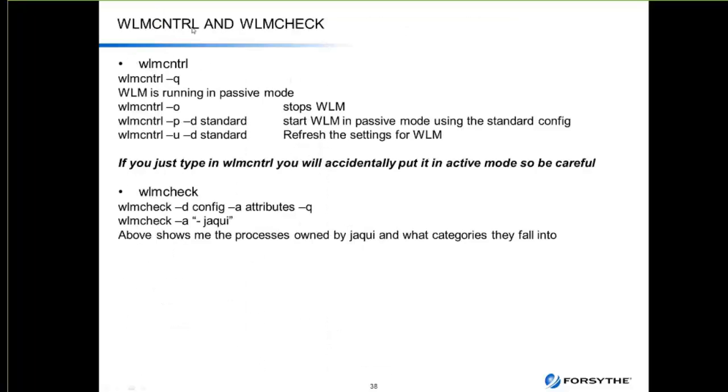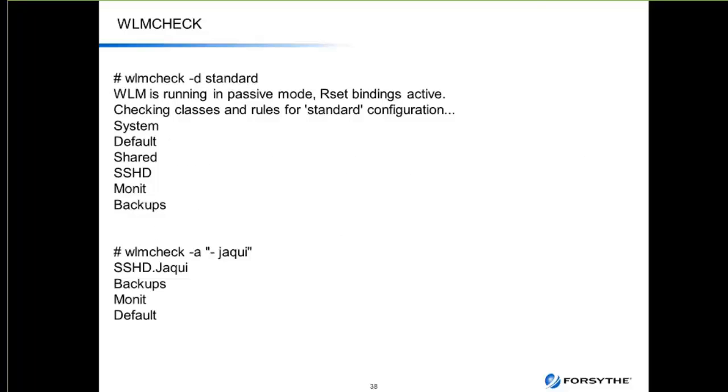We already ran wlmcntrl before with the query, and wlmcheck, as I've said, allows you to check the various configurations. Now what's really interesting is if you run wlmcheck -a -u Jackie, it will show me the processes owned by Jackie and what categories they fall into, which is very, very handy. So I've got an example of that coming up.